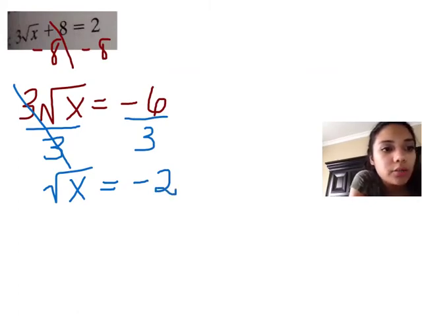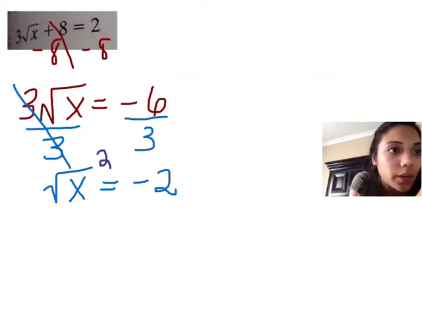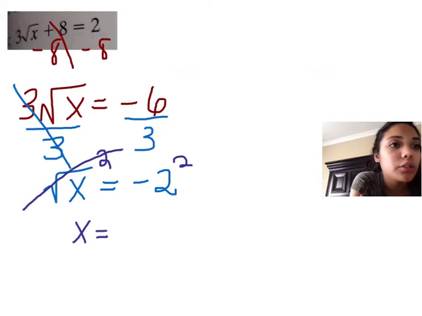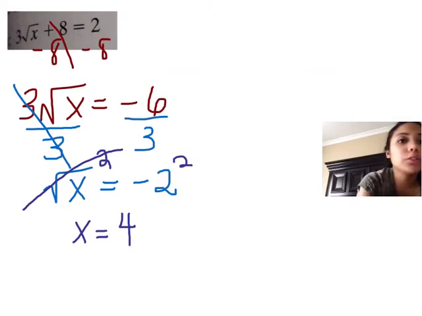Then what do I need to do? Well, now I need to get rid of the square root of a number. How do I get rid of the square root of anything? I have to square it. So I'm going to square it. When I square something, my square root goes away. So I have x equals negative 2 squared, which is negative 2 times negative 2, which is a positive 4. So x equals 4.